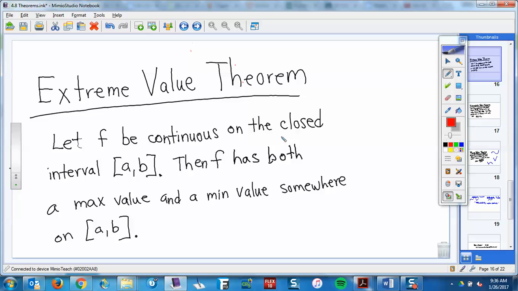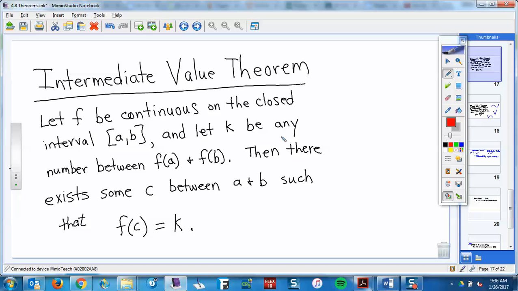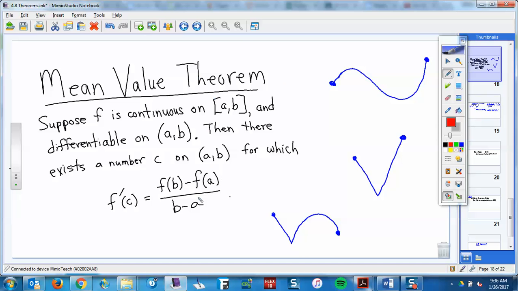The extreme value theorem is one we have to state. Again, extreme value means max and min. It has both a max and min. Intermediate, kind of think between, so that's the one about hitting all the points in between the endpoints, f(a), f(b). And then, of course, we have the mean value theorem.